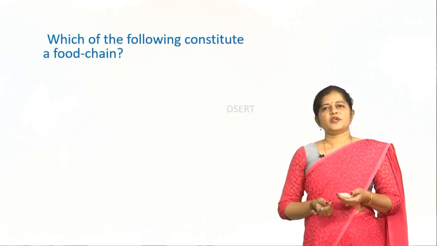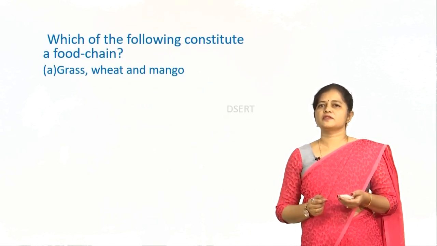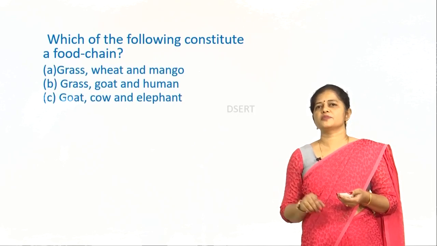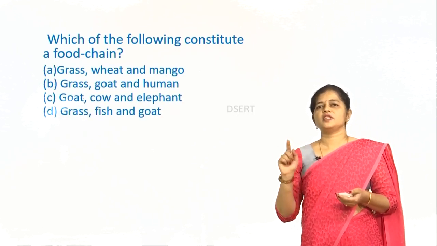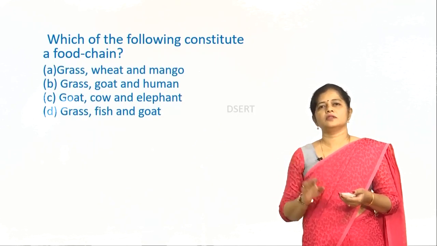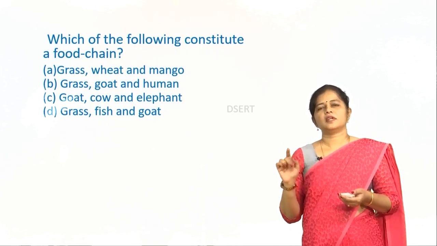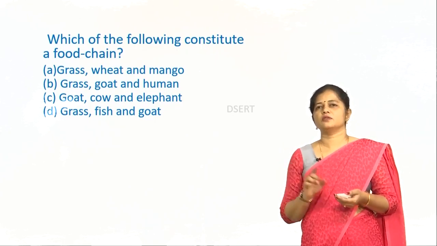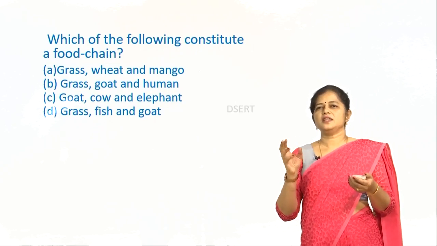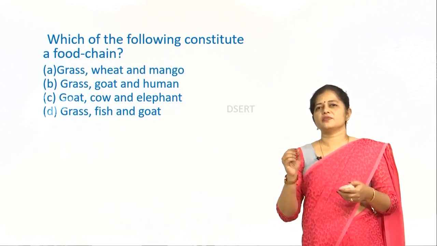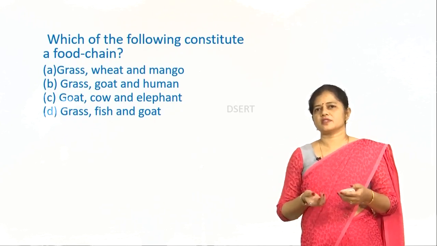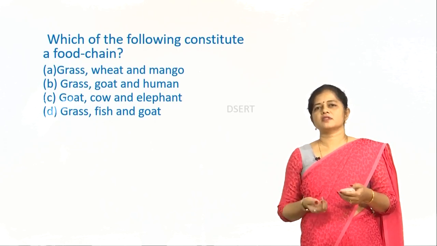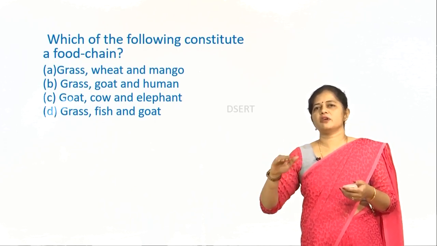There is yet another question. Which of the following constitutes a food chain? There are four options here: grass, wheat, mango; grass, goat and human; cow, goat, elephant; grass, fish and goat. Now you have to clearly see what it means. Grass, wheat and mango are all producers and products of producers. So you cannot make a food chain.